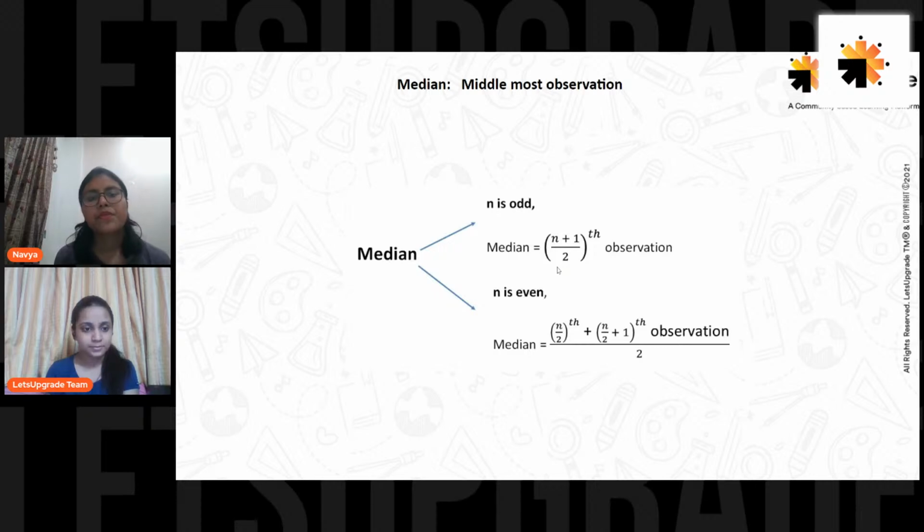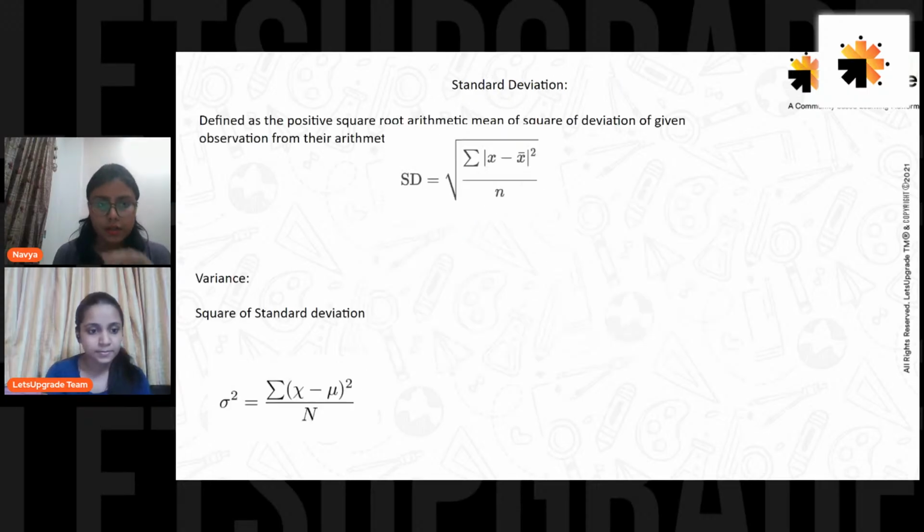When your n is even, in that case you have to find your median with the help of this formula. So n is your number of observations. Suppose you have 6 observations, you'll write it as 6 upon 2 plus 6 upon 2 plus 1 upon 2. In that manner you will be able to find the median. Okay, so these are the basic measures of distributions.